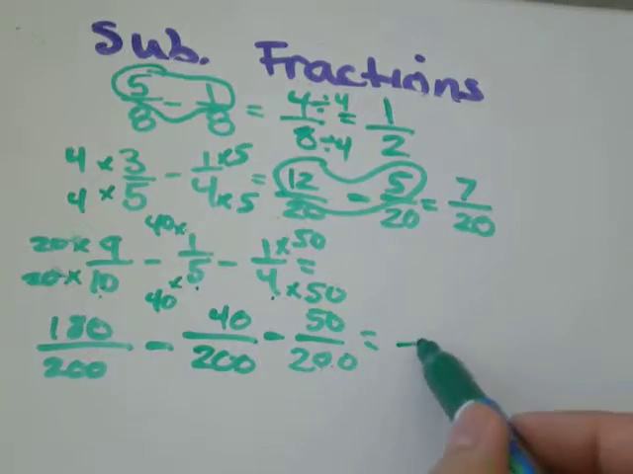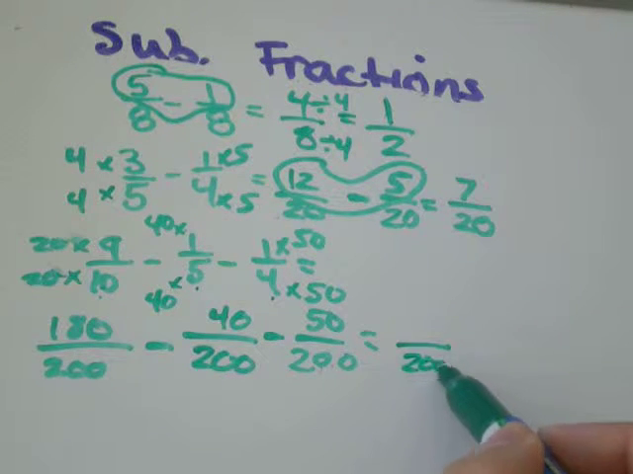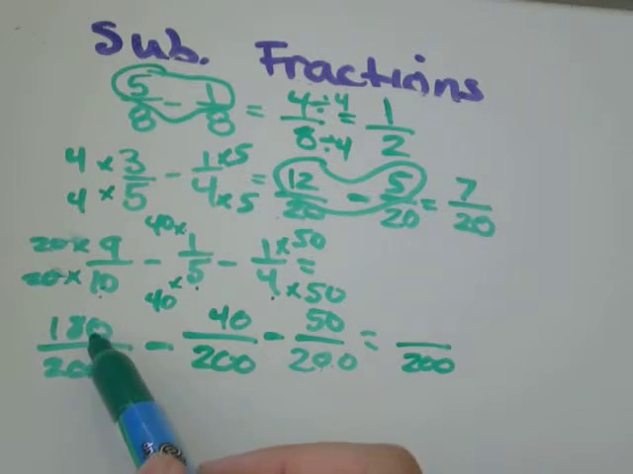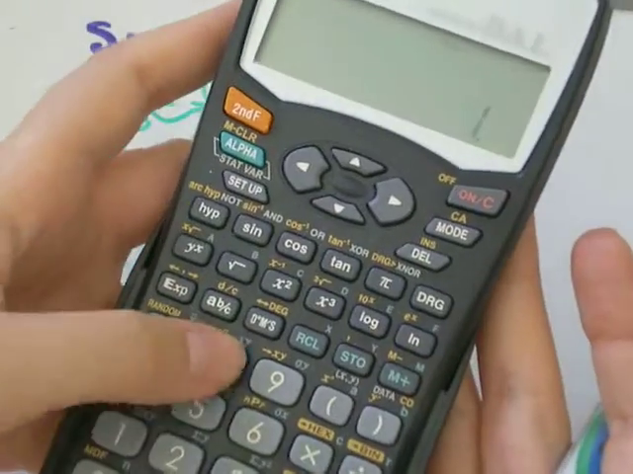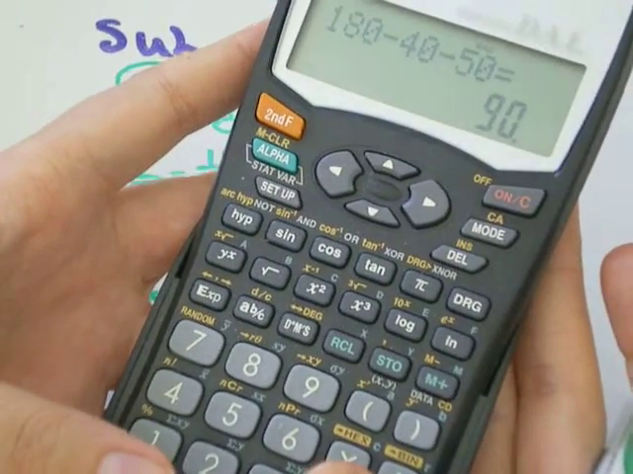So, in my answer, my denominator will be 200, and then all I'll do to figure out the top is go 180 minus 40 minus 50. 180 minus 40 minus 50 equals 90.